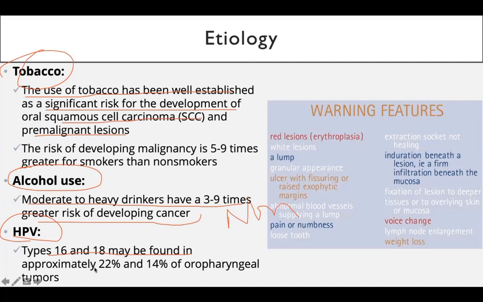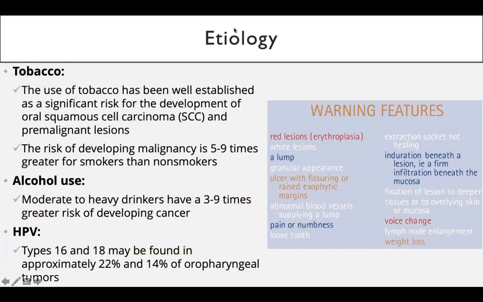may be found in approximately 22 and 14% of oropharyngeal tumors. We have studied HPV, papillomavirus, before. Warning features. If these are there, then it means something is wrong. What are these? Red lesions, known as erythroplakia. White lesions, known as leukoplakia. A lump or tumor, benign or malignant, we don't know. Any lump. Granular appearance of oral cavity or tongue.